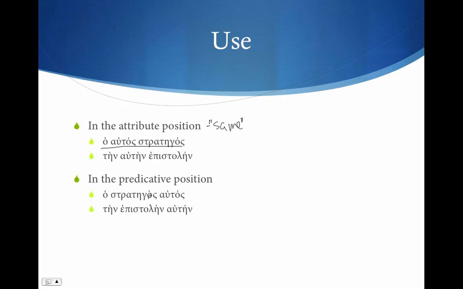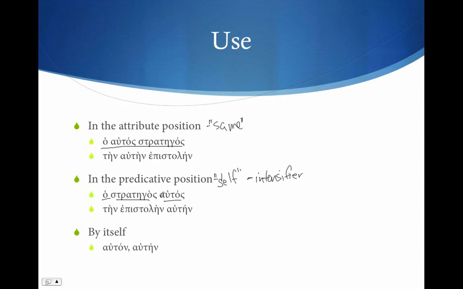In the predicative position, after the noun, it's going to mean self. Right, so him, her, or itself. So ὁ στρατηγὸς αὐτός, it's the general himself. In other words, this is an intensifier. So the general himself, or the letter itself. And just like with the attributive position, in the predicative position, this is our English word order, the general himself. So it should be pretty easy to remember that way.